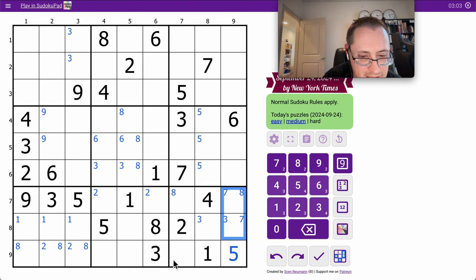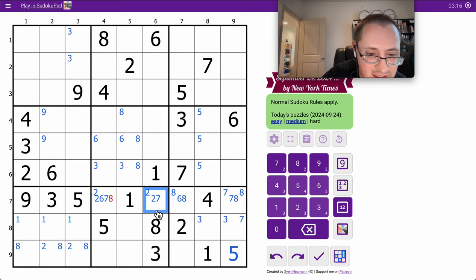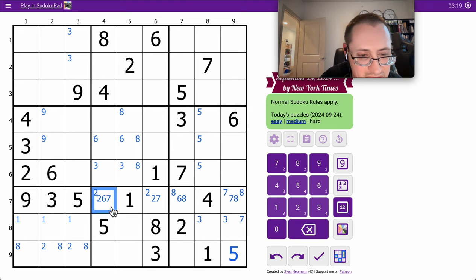1, 3, 4, 5, 9. I need 2, 6, 7, 8. Which will finish row 7. Get nothing useful out of it. This cell is rather restricted. It cannot be 1, 2, 3, 4, 5, or 7. 6, 8, 9.